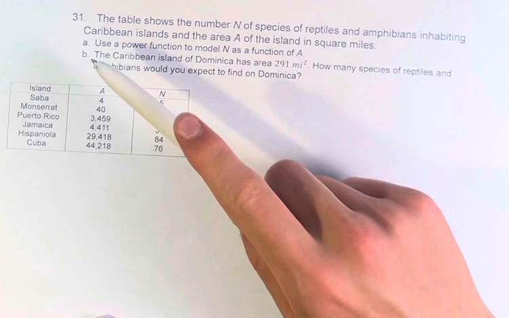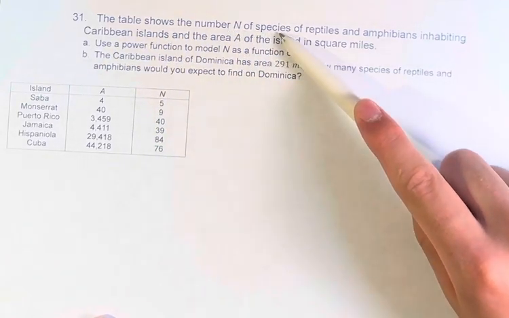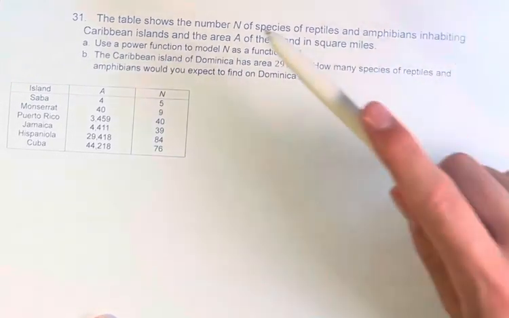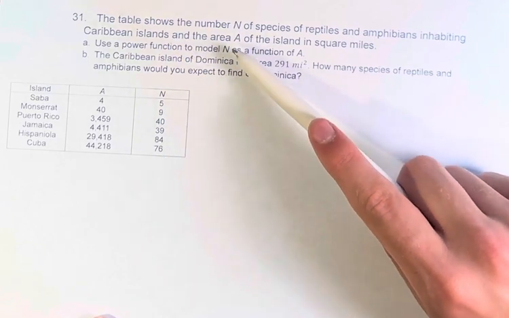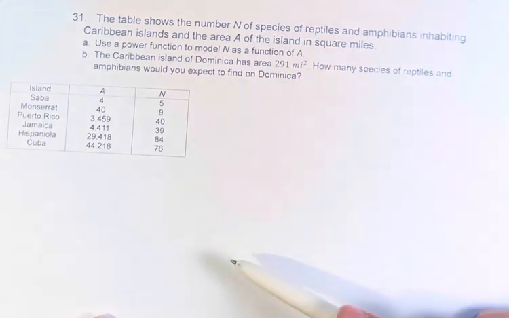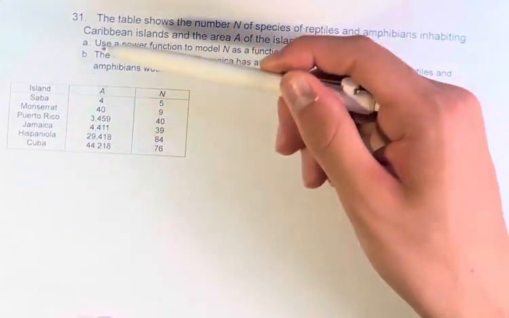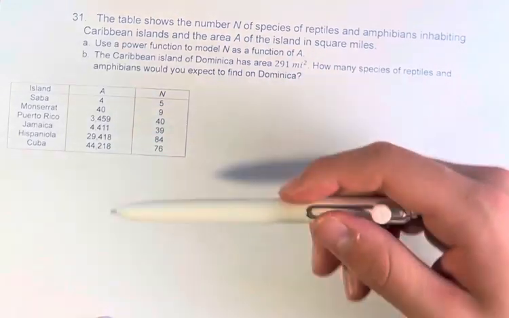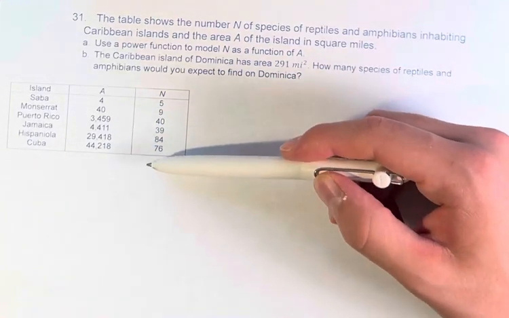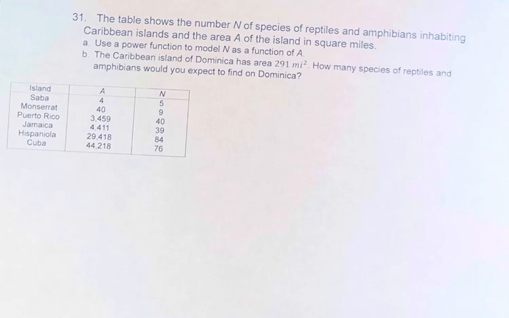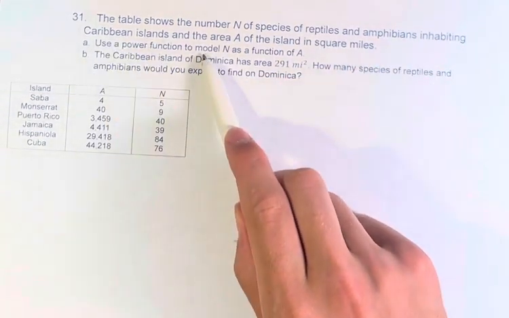In this problem, we're told that the table shows the number n of species of reptiles and amphibians inhabiting Caribbean islands and the area A of the island in square miles. So we have our islands, we have the area of each island, and the number of reptile and amphibian species on that island. So in part A, we are asked to use a power function to model n as a function of A.